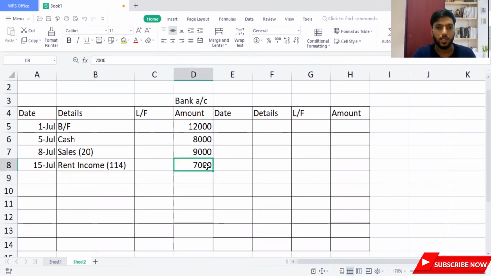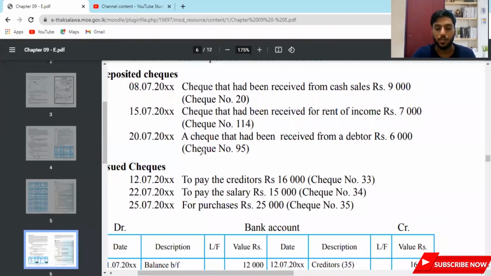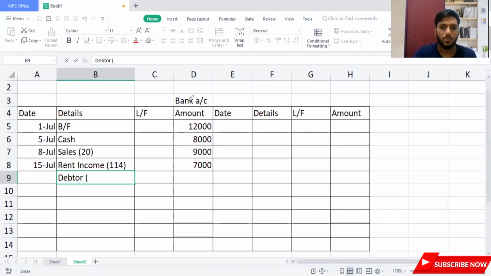Now after recording the 7000, I need to move on to the next part of the sum. It says that a check had been received from a debtor, rupees 6000, check number 95. So it's a check related to a debtor. So the debtor has paid me an amount. What's the check number? It's 95, 20th 7, 6000. So 95, 20th 7, 6000. Okay, easy as that.